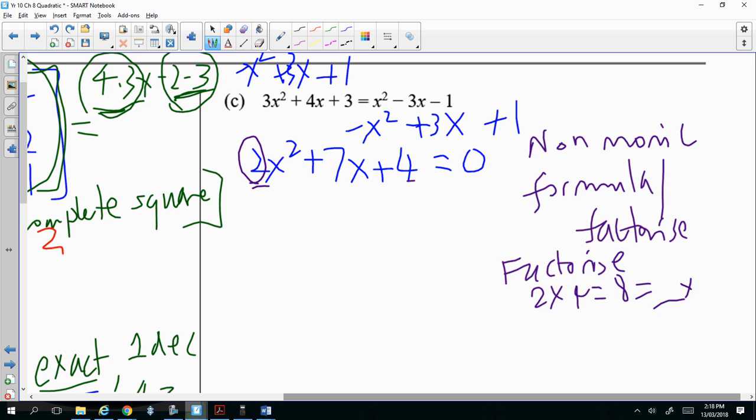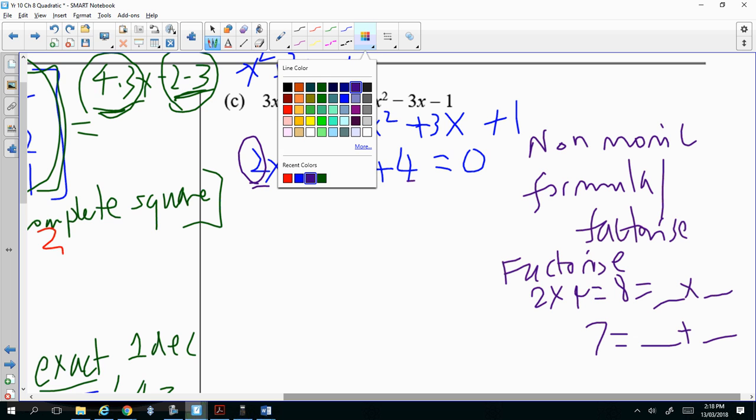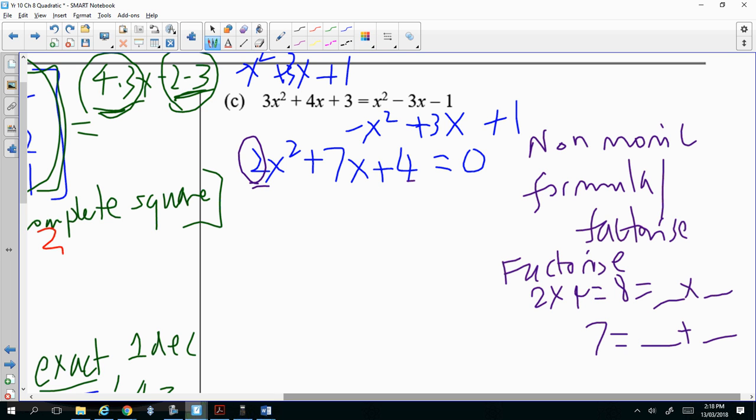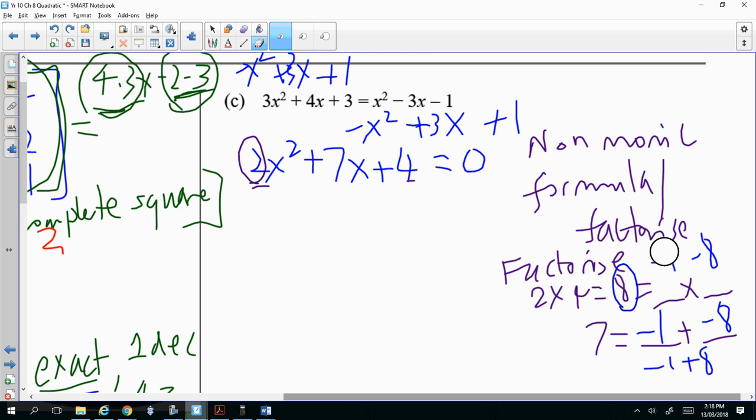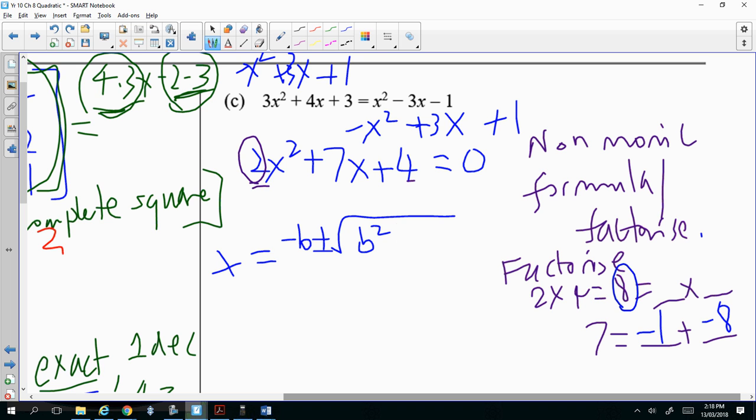Negative 1 and negative 8 multiply to get 8, but they don't add to get positive 7. Then negative 1 and 8 add to 7, but they don't multiply to get positive 8. So it didn't work. We can't really factorize. None of them work. So what do you do? You use the formula. x equals minus b plus or minus. Whenever things don't work, use the formula, and completing the square will take very long. So it's faster with the formula.